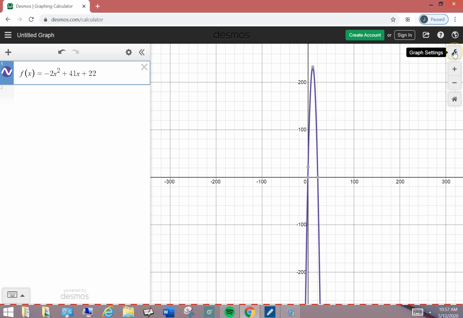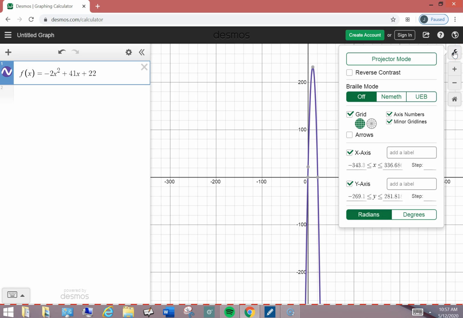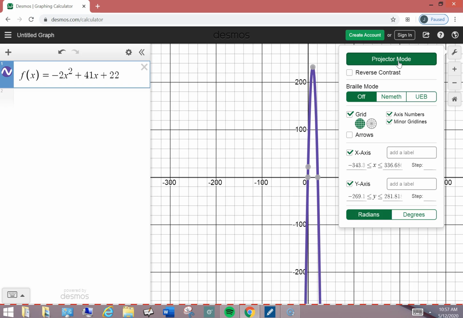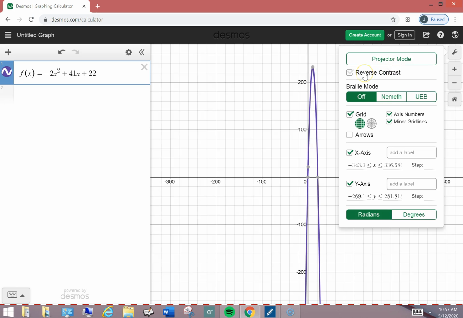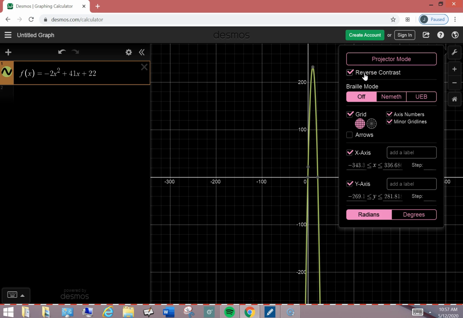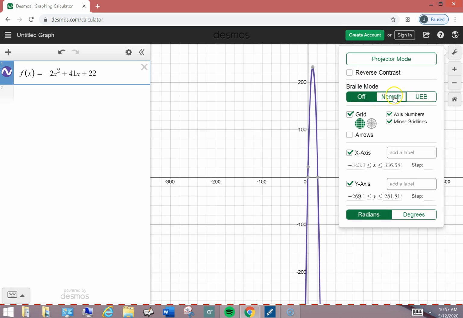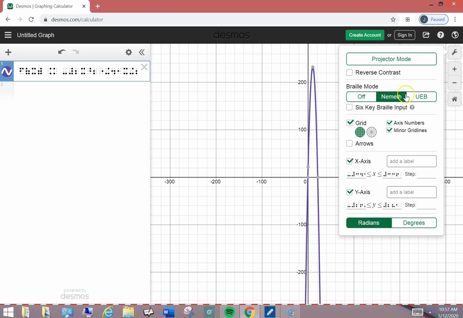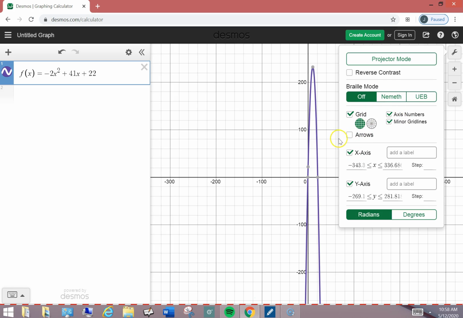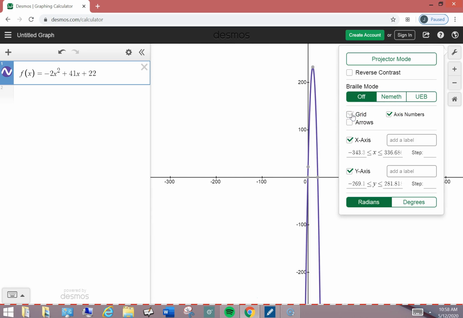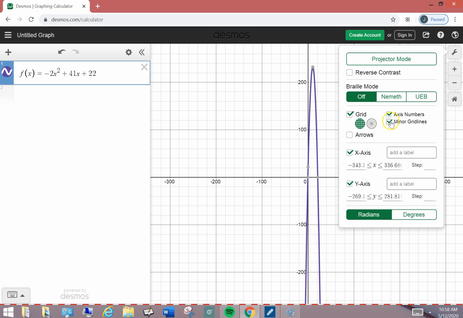So what you could do is you could click this wrench in the top right corner. Okay, this wrench gives you a lot of options. Projector mode makes it thicker, so if I was projecting this, it would be easier to see. Reverse contrast, I don't know what that is. Oh, that's cool. I didn't know that was there. Braille, I don't know what that does. Okay, Braille. That's cool. Grid, arrows, so you could turn the grid off and on. You could turn the axis numbers off and on. Minor grid lines off and on. Arrows, if you want arrows. So there's a lot you could do there, but what we're going to look at is this window.